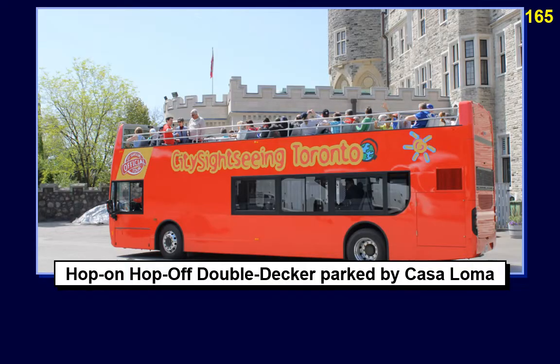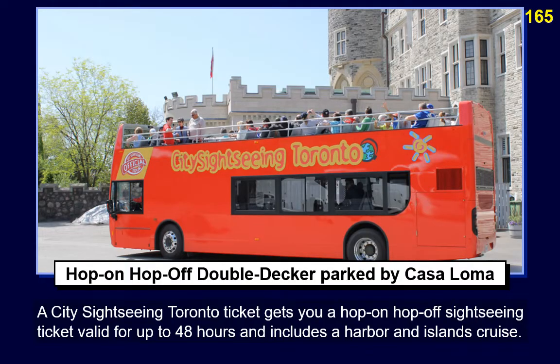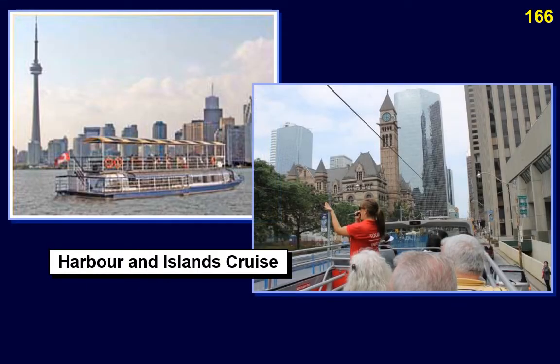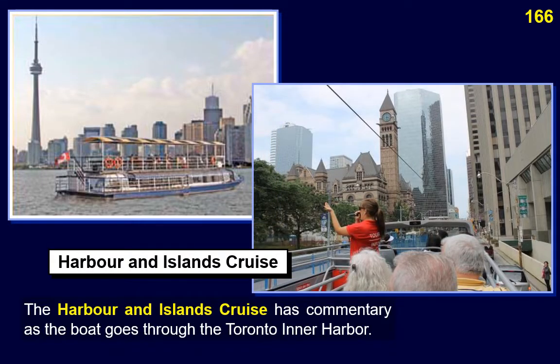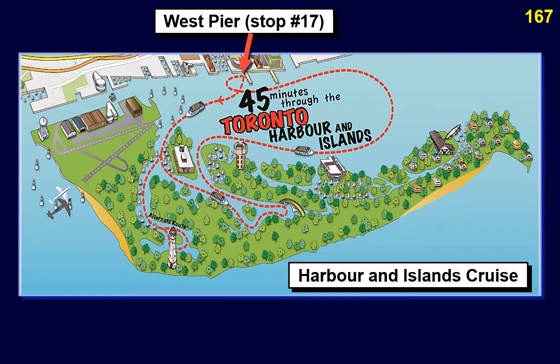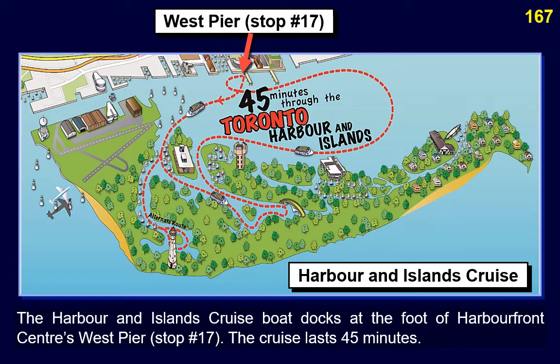A City Sightseeing Toronto ticket gets you a hop-on hop-off sightseeing ticket valid for up to 48 hours and includes a Harbour and Islands cruise. The Harbour and Islands cruise has commentary as the boat goes through the Toronto Inner Harbour. The cruise boat docks at the foot of Harbourfront Centre's West Pier, stop number 17. The cruise lasts 45 minutes.